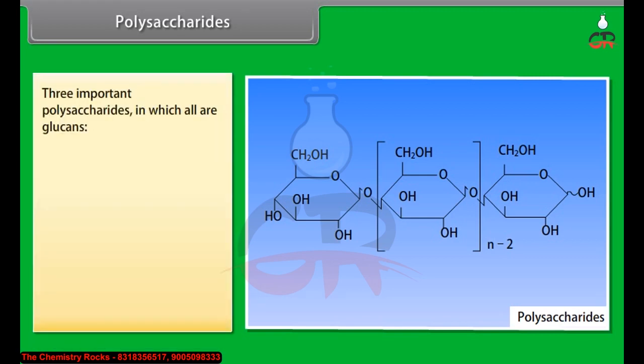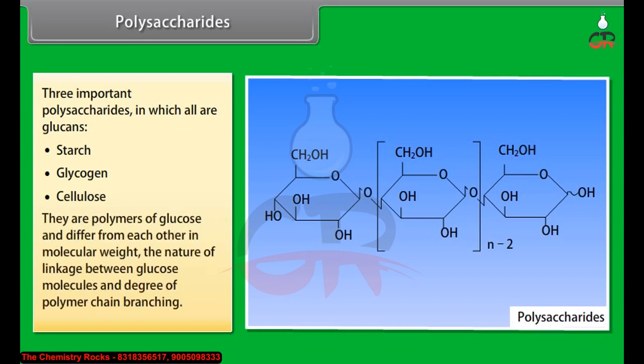Three important polysaccharides in which all are glucans: starch, glycogen, and cellulose. They are polymers of glucose and differ from each other in molecular weight, the nature of linkage between glucose molecules, and degree of polymer chain branching.